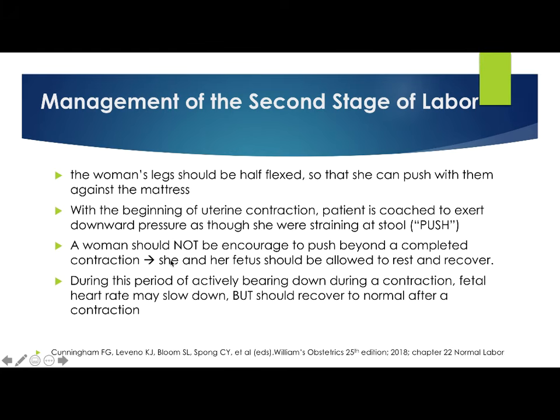So a woman should not be encouraged to push beyond a completed contraction, because we must give a chance for the patient and her fetus to rest and recover. Now, during this period of actively bearing down during a contraction, fetal heart rate may slow down, but the fetal heart rate should recover to normal after a contraction.